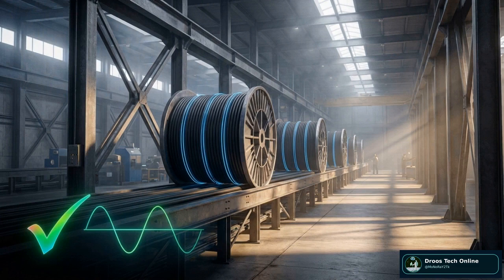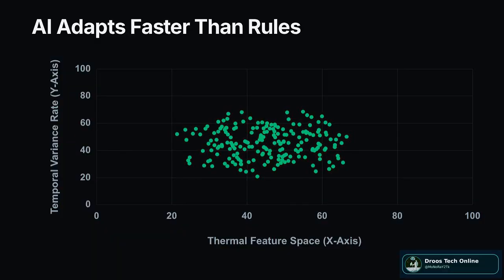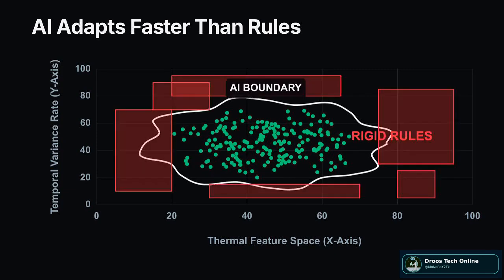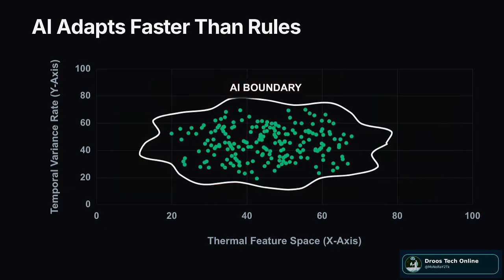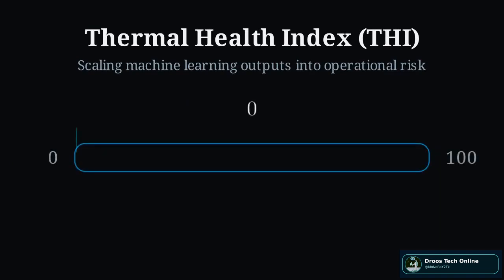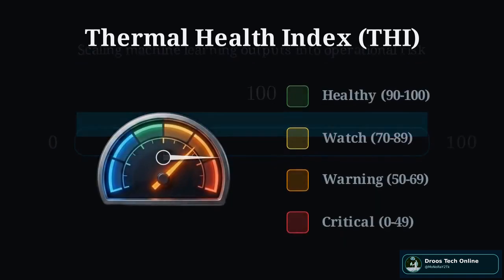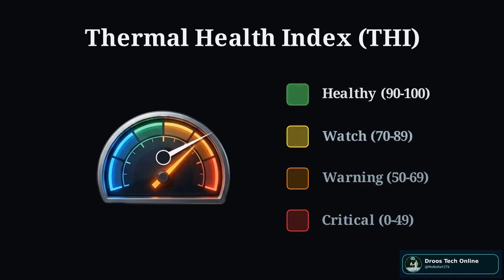The facility does not need to provide vast datasets of labeled failure states for the model to work. Modeling the normal breathing of a room covers more operational ground than manually programming thousands of specific edge case rules. Raw statistical anomaly scores are mathematically precise, but useless to an operator managing a factory floor. The framework translates this complex output into the Thermal Health Index, or THI, scaling the math into a bounded index from 0 to 100. The THI outlines operational risk through a fluid transition, dropping from healthy down through watch, warning, and critical levels.